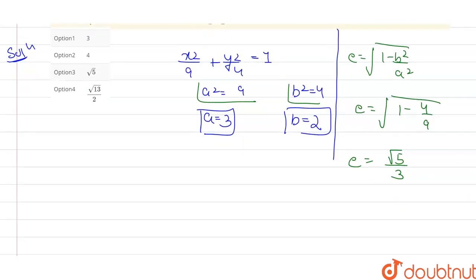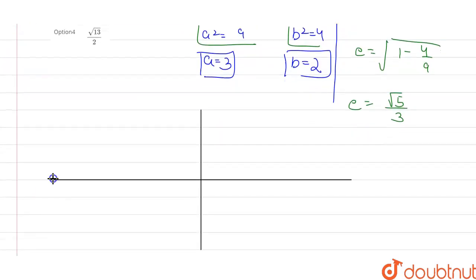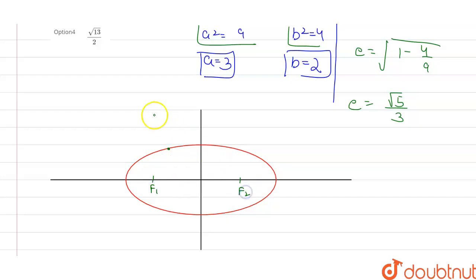So now what I'll do is first of all draw the ellipse on the coordinate axis. Suppose this is my coordinate axis, and this is my ellipse on it. There is a point P on the ellipse. Suppose this is my point P on the ellipse, and these are my two foci: this is my F1 and this is my F2. First of all, let me join these points.